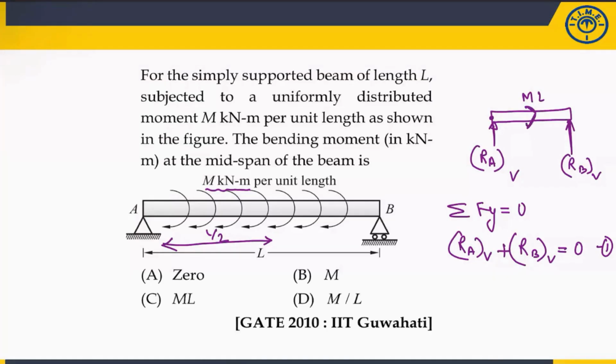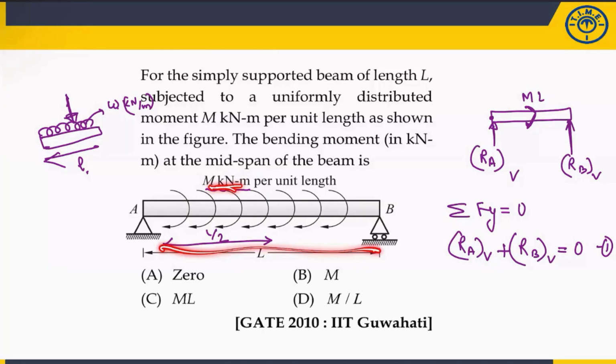It's just like a uniformly distributed load, for example, if there is a beam whose intensity is given as W kilonewton per meter. If length is L, so what is the total load? W into L, which will act at the center, which is the vertical load. So here uniformly distributed moment is given. So the moment into length will be the total moment which will act at the center. So let us suppose m into L.